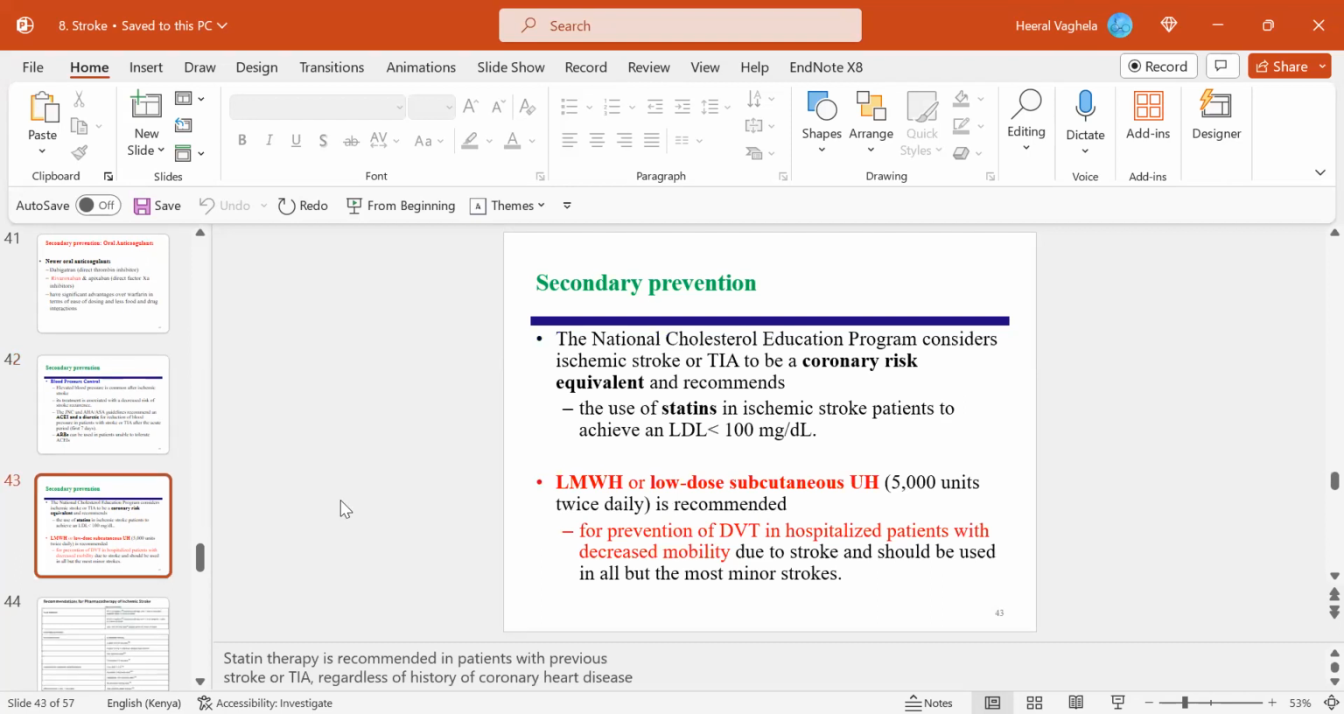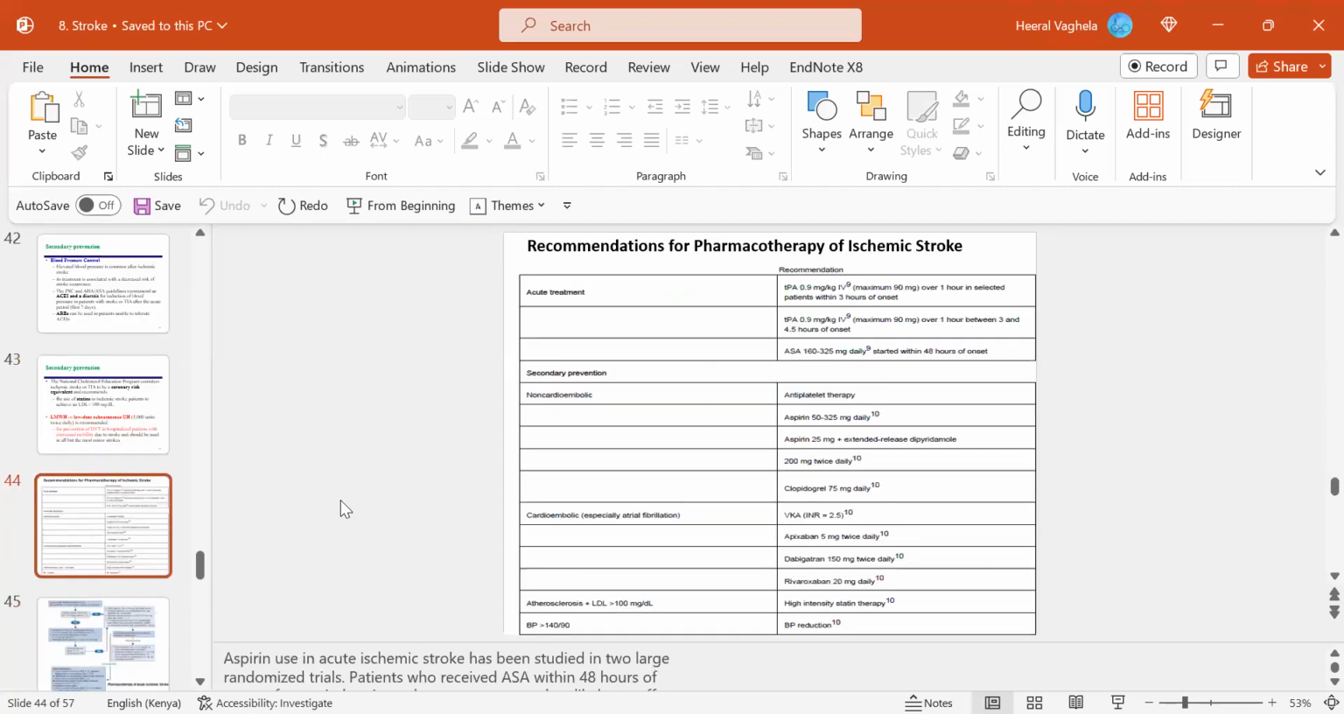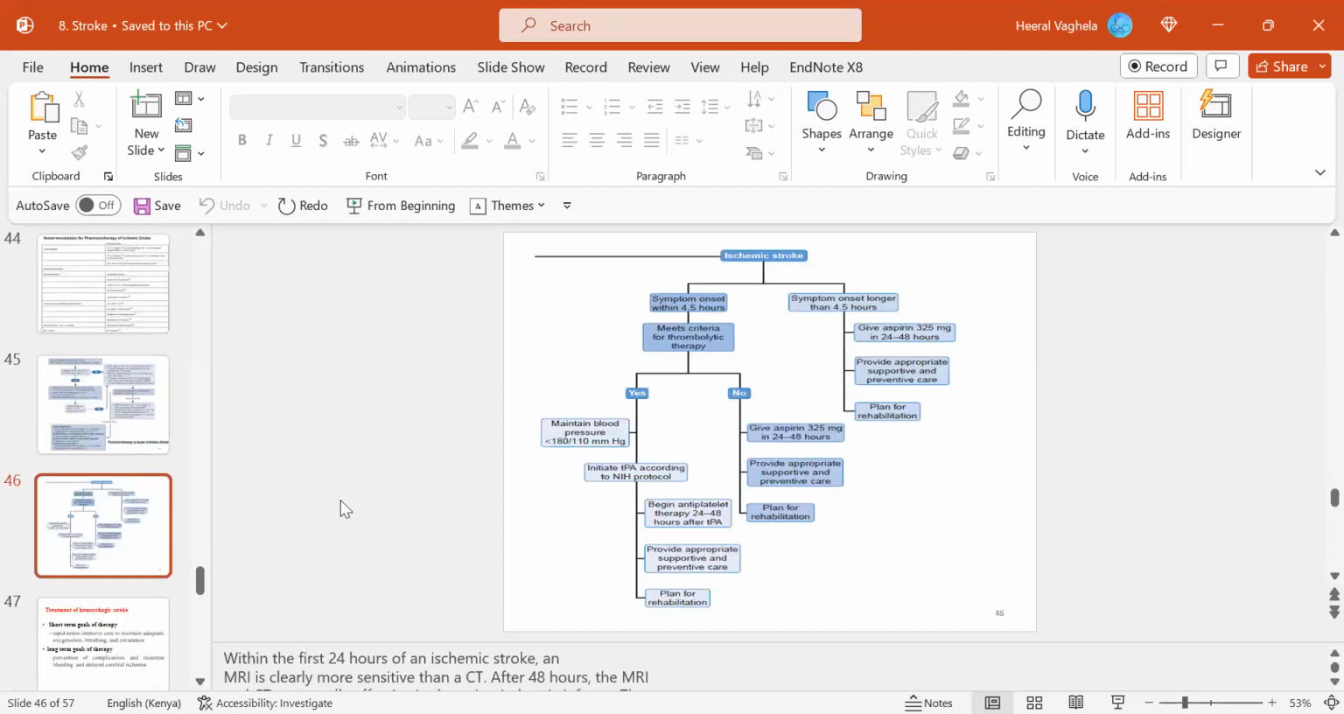Then statins, of course, because we know that one of the causes of ischemic stroke is atherosclerosis. So you give the statins to reduce the LDL, and low molecular weight heparins. But this is mostly for prevention of DVT in hospitalized patients. So that was for ischemic stroke.